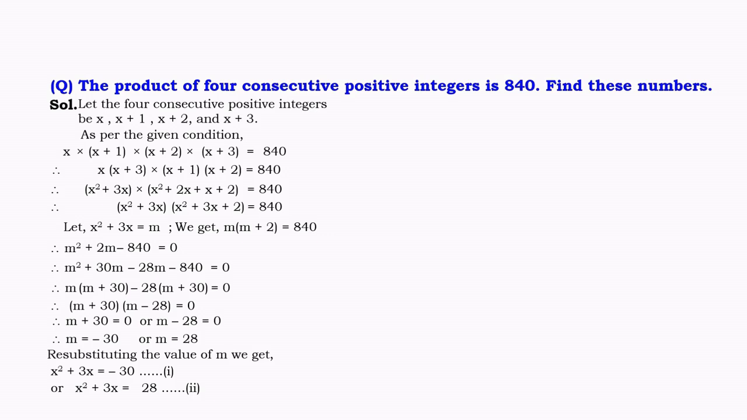This gives x squared plus 3x plus 30 equals 0. The discriminant of this equation is negative, which means it has no real solution. So, we reject this case. Now consider m equals 28. We get x squared plus 3x minus 28 equals 0.